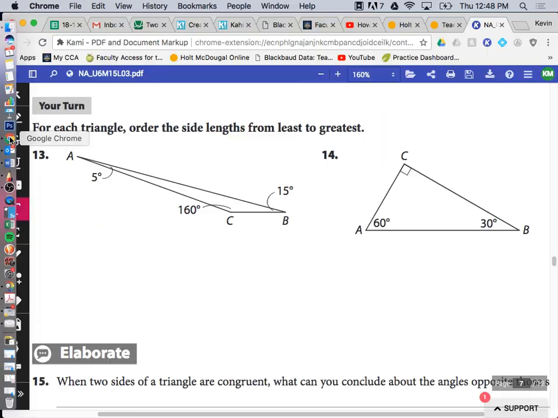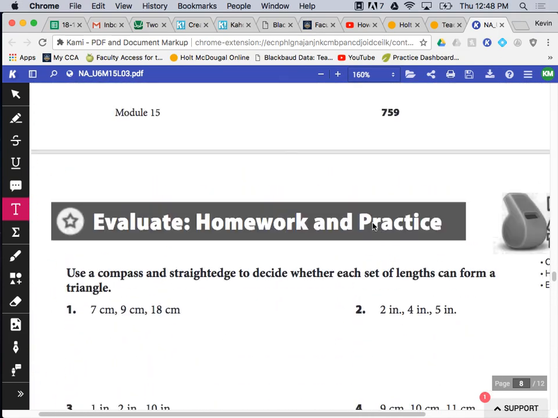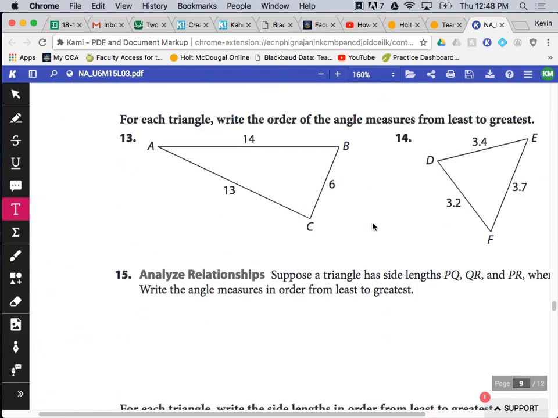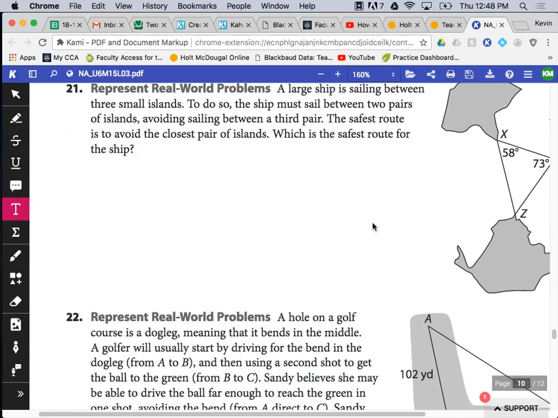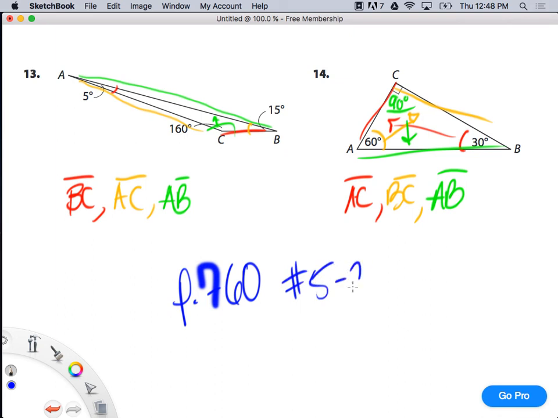So next logical question is, what's your homework? Your homework is page 760, numbers 5 through 22. That range is something else. Yep. When you add the two sides, the sum of the sides has to be greater than the third side.